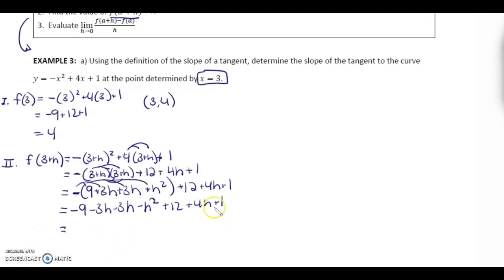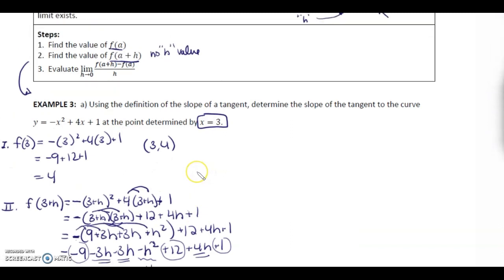And all we have to do now is collect like terms. So I'm going to start with the negative h squared, and then the h's. So negative 3h plus 4h is negative 2h. Negative 9 plus 1 plus 12, I get plus 4. All right, now that we're done step 2, let's go to step 3. So now we're going to evaluate the limit.